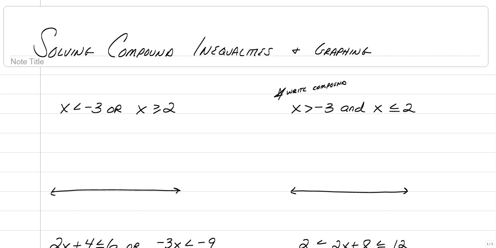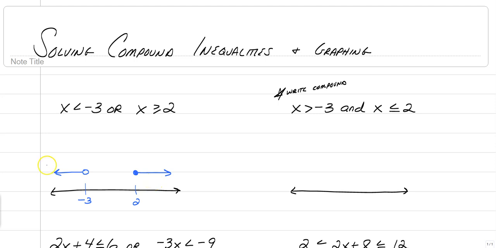So now let's jump into the math world. An or statement. To work with a compound or statement, basically what happens is any number that is less than -3 or a number that is greater than or equal to 2 would work. So let's just test out some numbers.